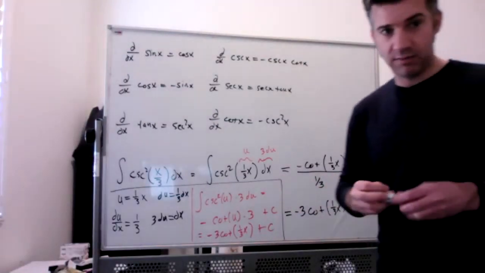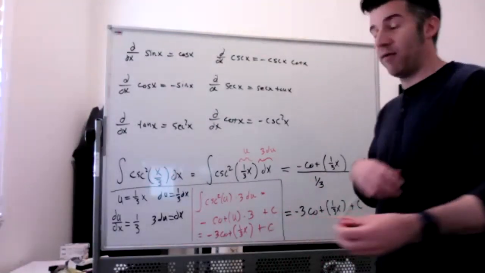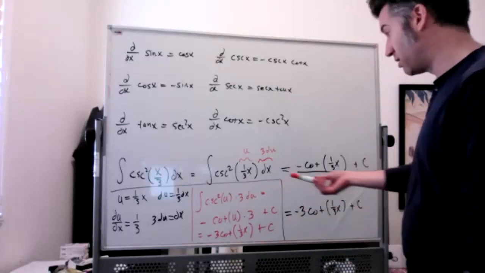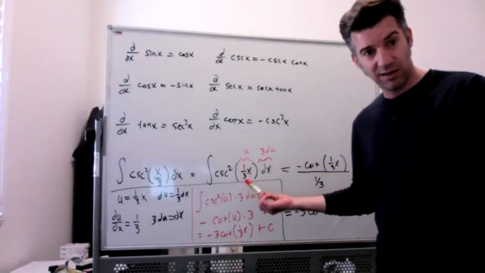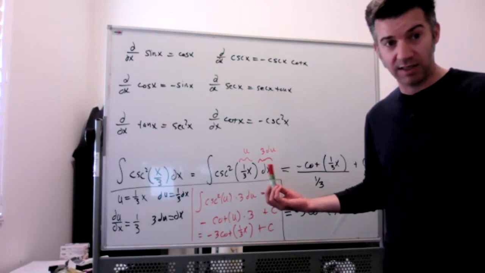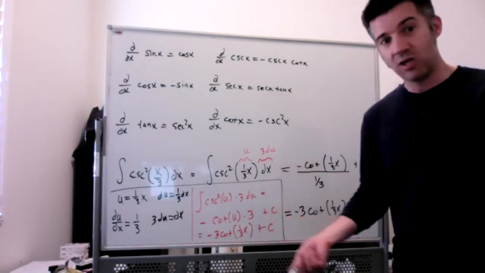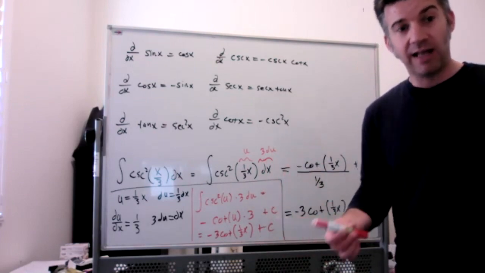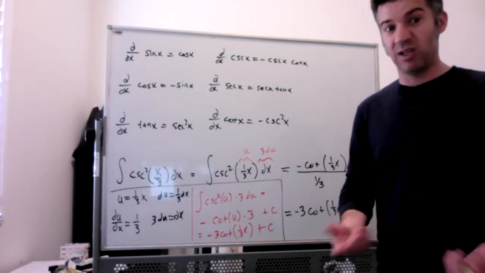I'm going to stress this every time I do it. If you're ever integrating something and you have just a constant multiple of x, like 1/3 times x or 5x, when you anti-differentiate that, you end up dividing by that constant. It's because we're actually doing a u-substitution, we're just not showing the work.